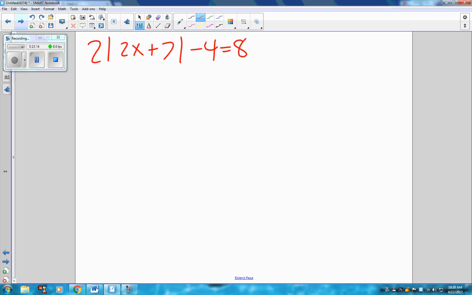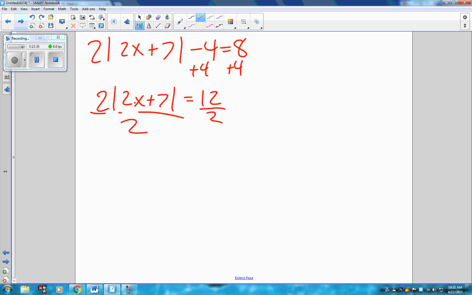So remember, we're isolating the absolute value. So the first thing I got to do is add 4 to both sides. So I have 2 absolute value of 2x plus 7 equals 12. I want to divide both sides by 2, so that my 2's cancel out. So I'm left with the absolute value of 2x plus 7 equals 6. I'm going to go ahead and go to the next step where I split them up. So I'm going to have 2x plus 7 equals 6, and 2x plus 7 equals negative 6.